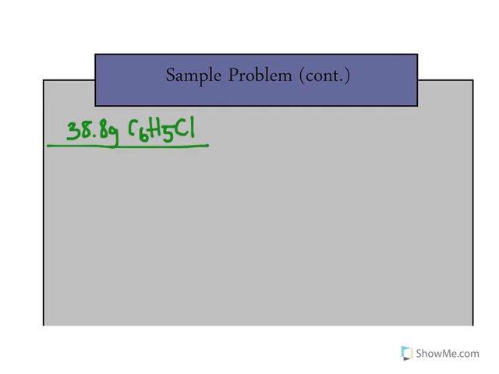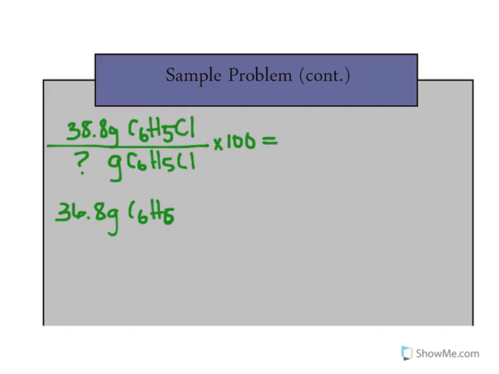And so what I want to do is find out how many grams of C6H5Cl should have been produced based on the amount of the reactant that we started with, and then we can multiply that by 100. But as of right now, we don't know what this value is. All we know is how much we started with, which was 36.8 grams of C6H6. And so what we need to do is take this value and convert it into grams of C6H5Cl to see how much should have been produced if everything went perfectly.